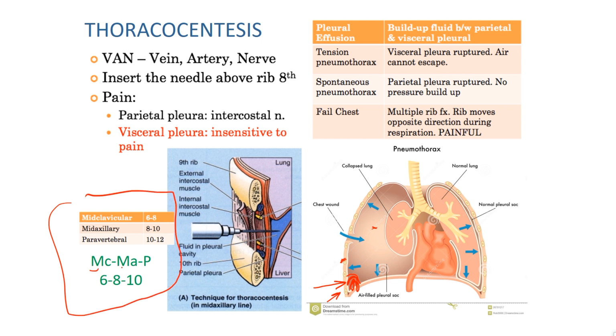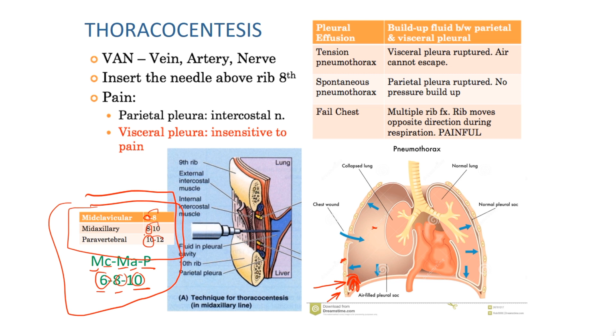So MIC MAP 6, 8, 10. Nice and easy. Three even numbers, 6, 8, 10. MIC MAP: mid-clavicular, mid-axillary, and paravertebral. Allows for you to do 6, 8, and 10. And you just go up by 2. 6 to 8, 8 to 10, 10 to 12. And those are your ribs, and the spaces are numbered below them. So that's why I labeled it 6, 8, and 10.